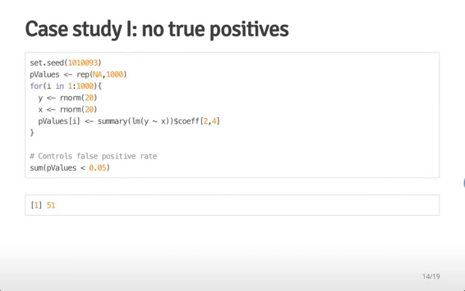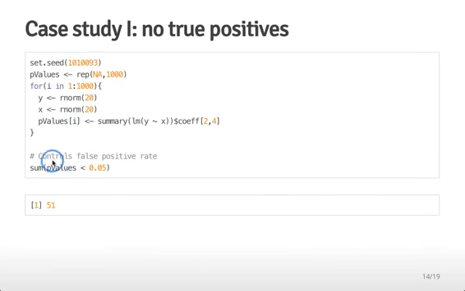So here's an example with no true positives. In this case, I've simulated 1,000 data sets. In each case, I generate a normal y and a normal x that have no relationship to each other. And then I fit a linear model relating y to x, and I get the coefficients. I take the summary of that linear model and get the coefficient matrix. In that coefficient matrix, in the second row, the fourth column is the p-value for the relationship between y and x. So I calculate the p-value for all 1,000 different simulated examples.